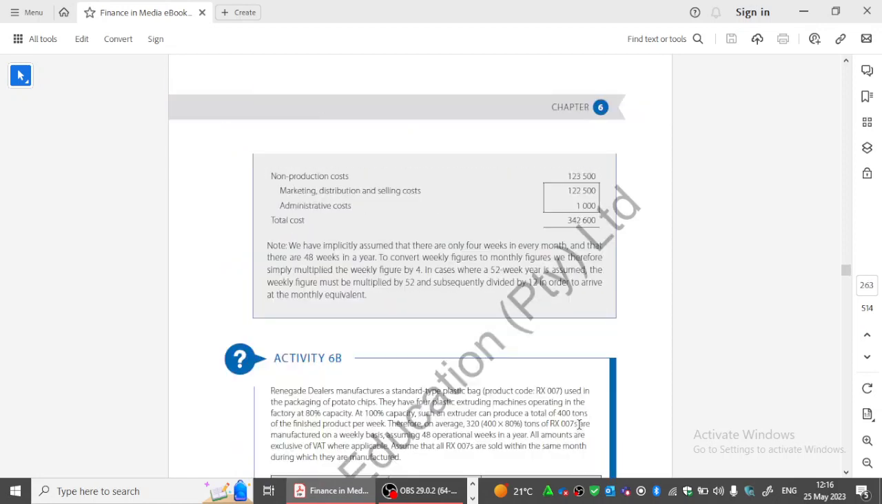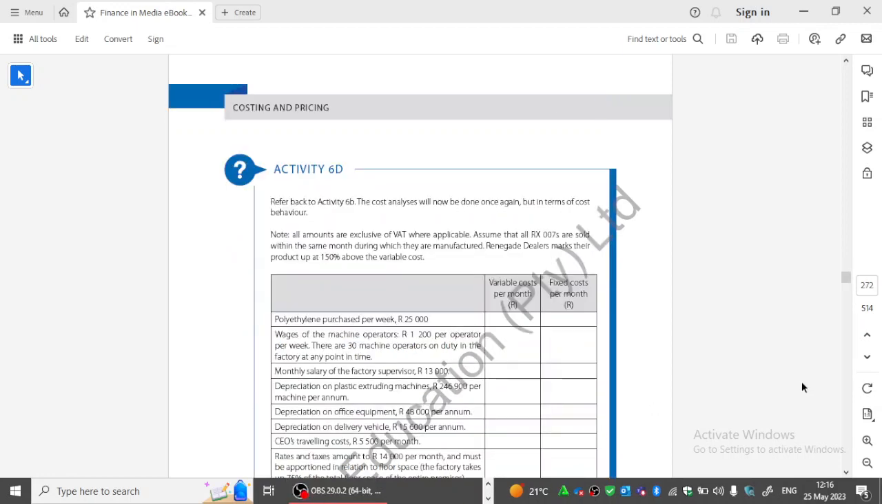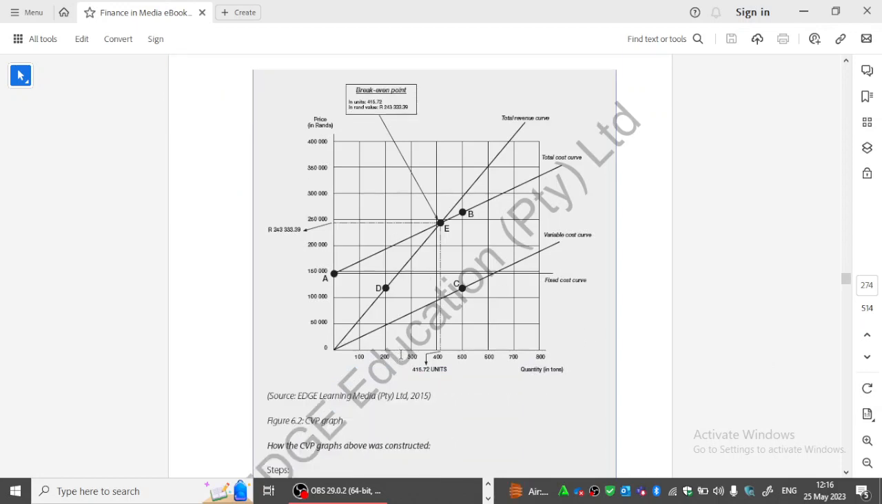I just want to show you the one in the textbook. So this is how it would actually look when you're drawing it from the textbook, or when you're looking at the textbook activity. Here you will see your break-even points, and here you will see your break-even units. This is revenue and cost, and this is in units. And these are quantities in terms of tons that are going to be sold. This is going to be a variable cost. This is going to be a fixed cost.